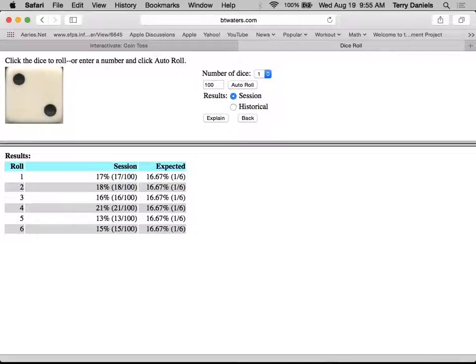There we go. Okay. If you can't see, landing on a 1 was 17 out of 100. Landing on a 2 was 18 out of 100. Landing on a 3 was 16 out of 100. Landing on a 4 was 21 out of 100. Landing on a 5 was 13 out of 100. And landing on a 6 was 15 out of 100. And I'll let you go ahead and fill in the rest of the areas there.